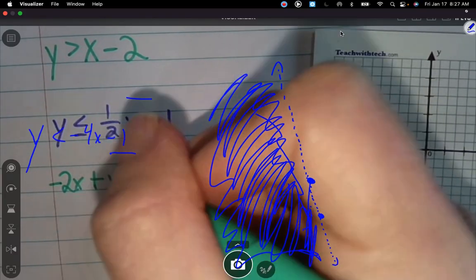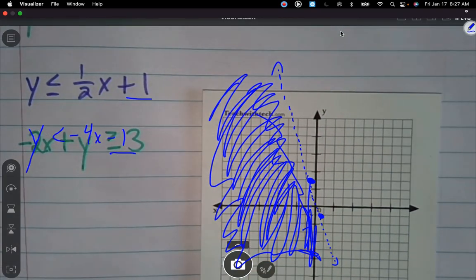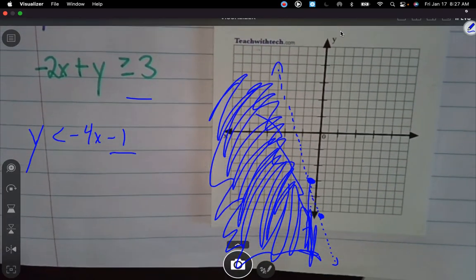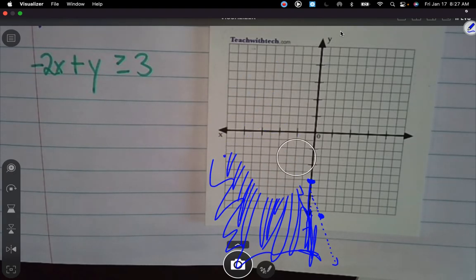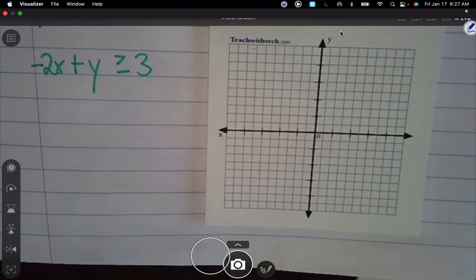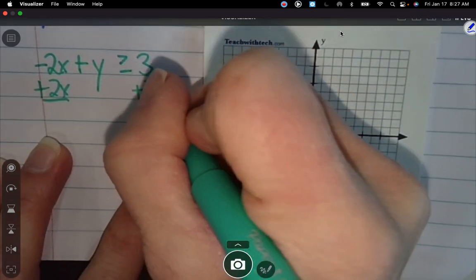Negative 2x plus y is greater than or equal to 3. So I'll do this one first. All right. Notice the y on this green one I wrote is not by itself. What's over there with the y? This one's not too bad. There's only one thing over there with it. What is it? It's the negative 2x. So how do I move it to the other side? You just add 2x. You can do that easy. So we're going to add 2x to both sides.